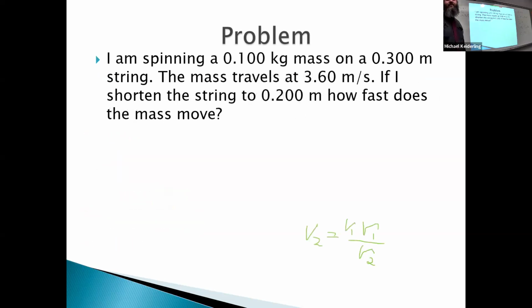And here we have, if you're spinning about a 1.1 kilogram mass on a 0.3 meter string, and the mass travels at 3.6 meters per second, if you shorten the string to 0.2 meters, how fast will the mass be moving? So this one, you're going to have to use this formula.